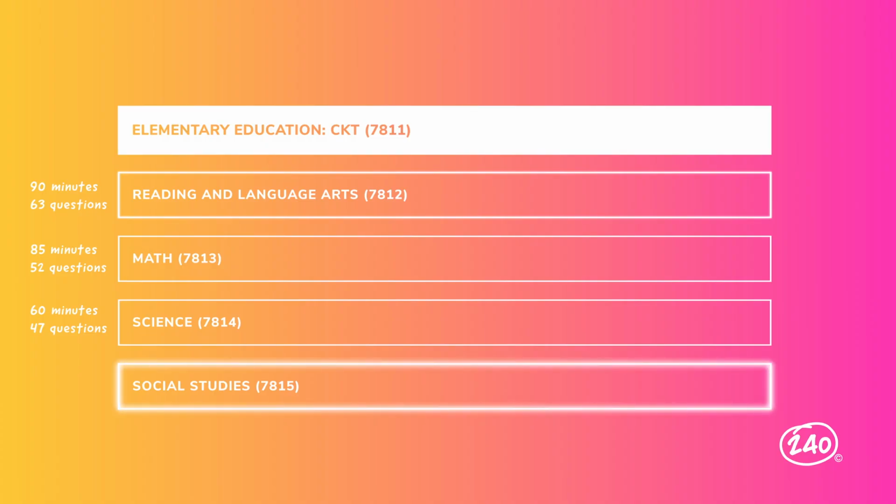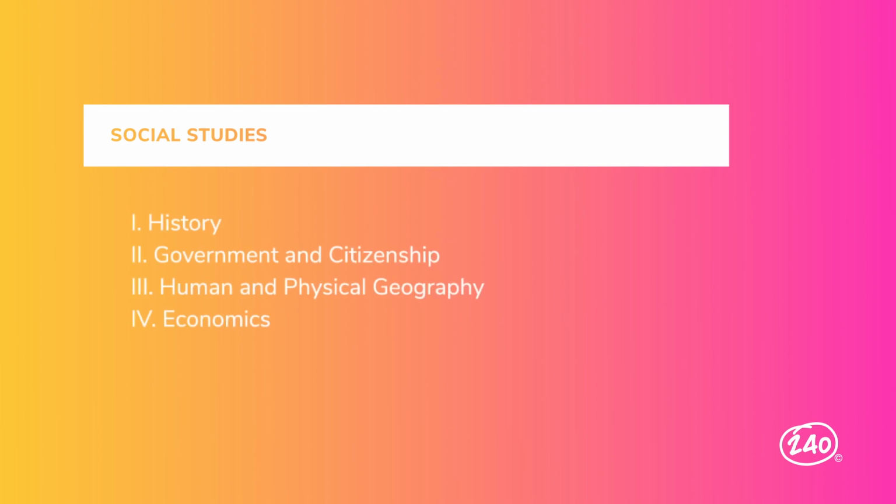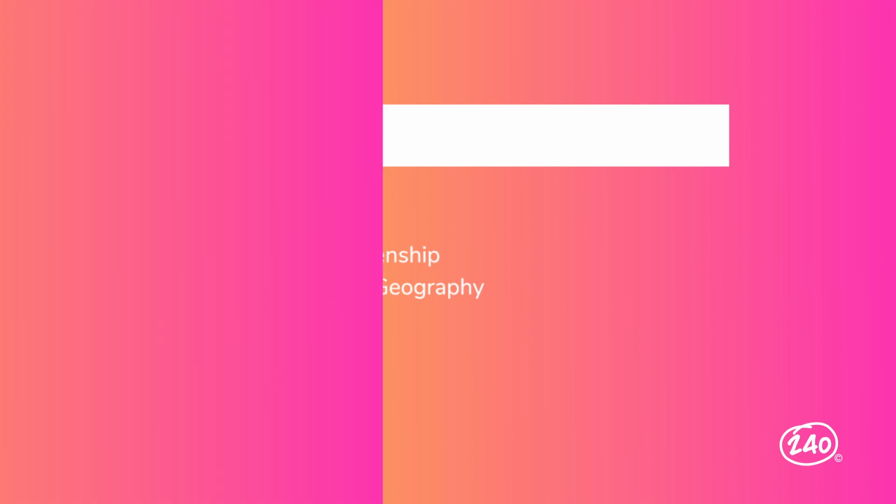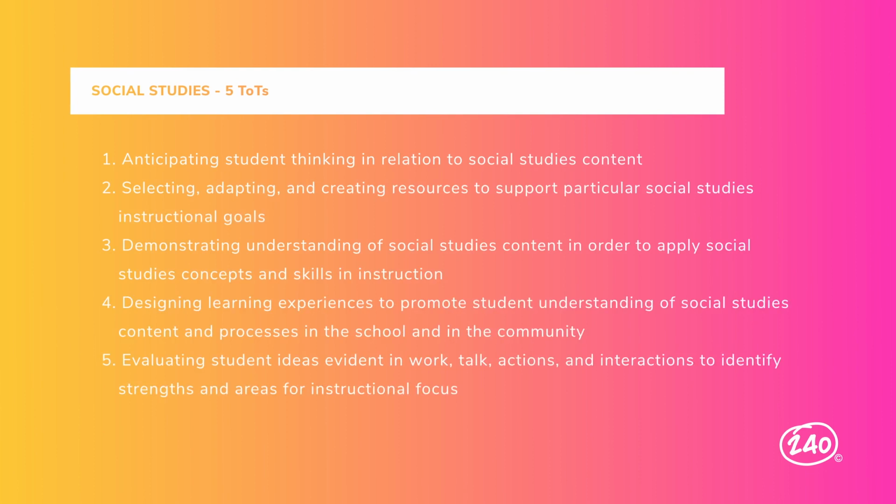We're so close. Time for social studies. Let's wrap this up. This last but certainly not least subtest will give you 60 questions in 50 minutes. Social studies is made up of 4 content categories: history, government and citizenship, human and physical geography, and economics. And if you're still recovering from TOT shock in science, never fear. Social studies only has 5 total TOTs, and they're all pretty standard best practices in teaching.